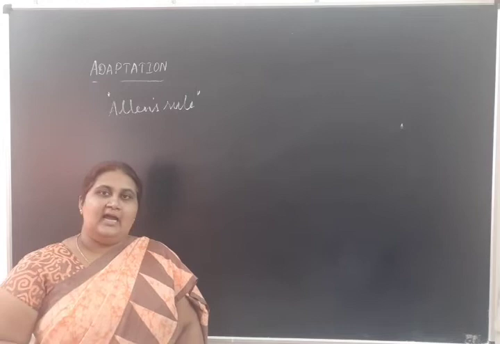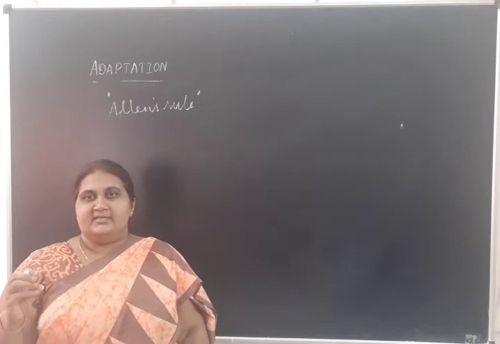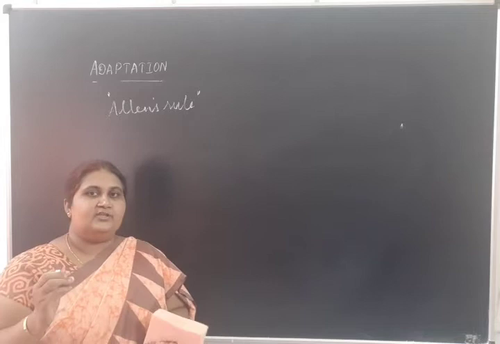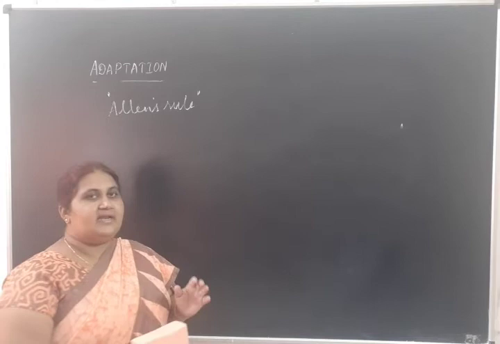Why? Because the external environmental condition is cold, at lower temperature the body may tend to lose heat to the surroundings. So they have short ears to minimize the heat loss from the body. They have shorter extremities, and that law is called Allen's rule.